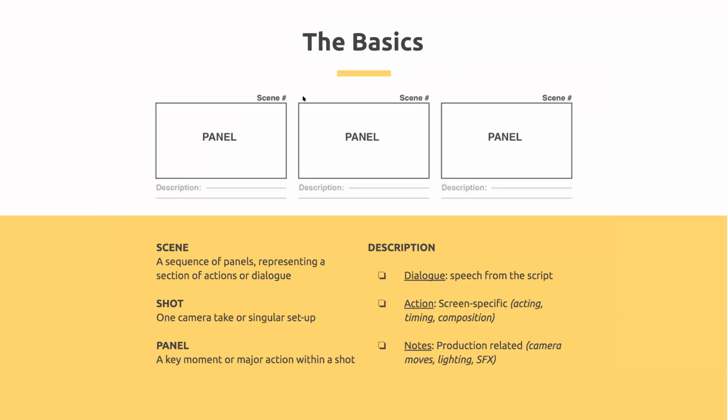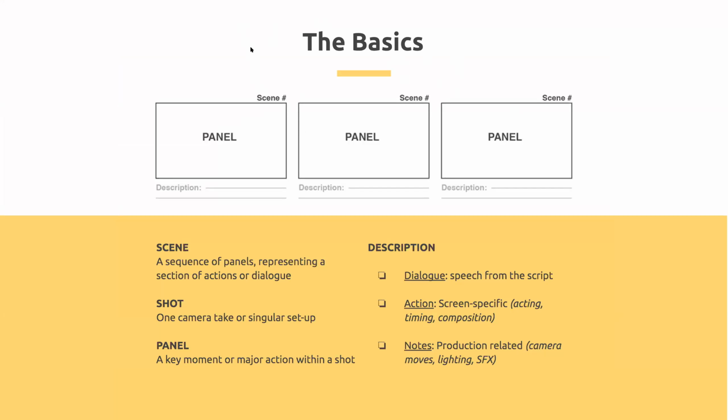Before I get into breaking down some of the differences in my films, I just want to give a brief overview of some basic terminology and some basic structure that a lot of storyboarding falls into. The image that you see at the top is typically how storyboards are arranged, although you can adjust it according to what you think you need to communicate your ideas best.